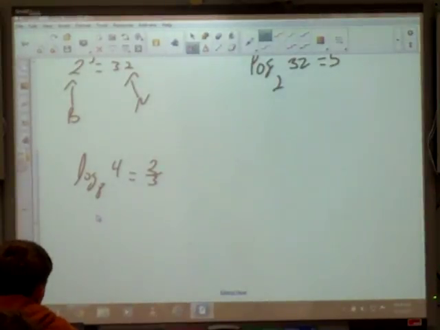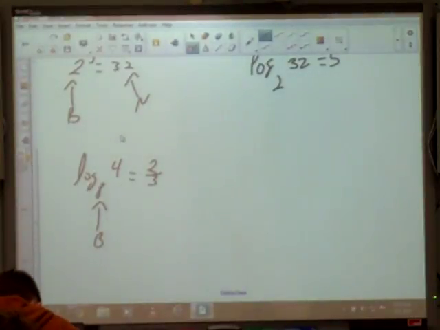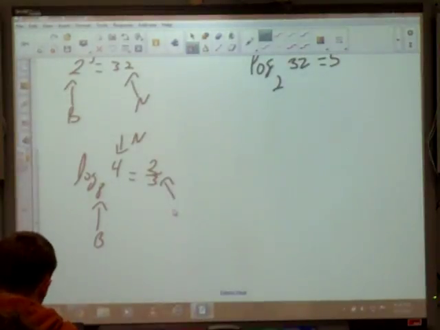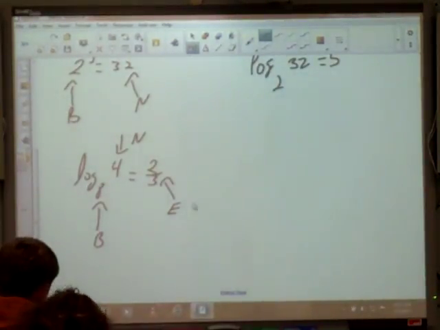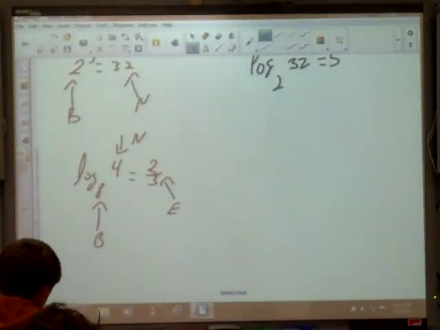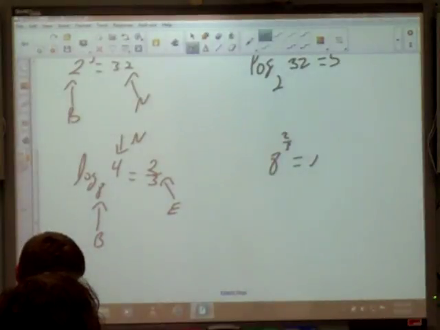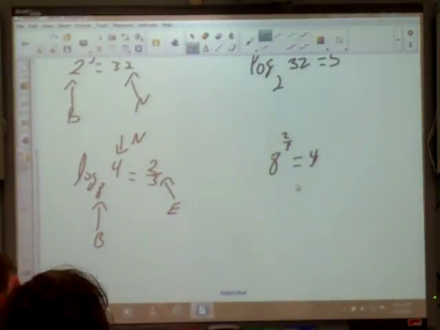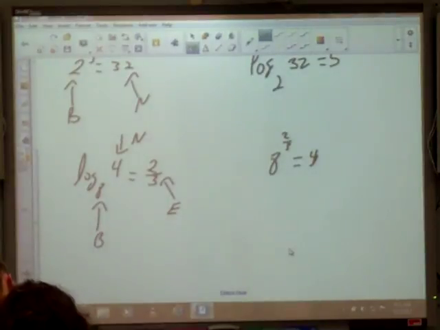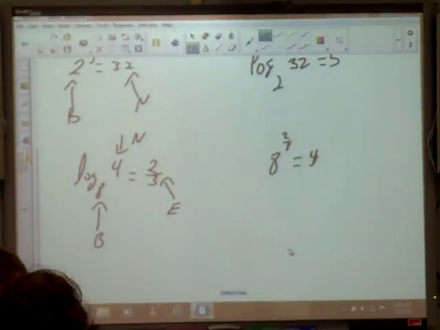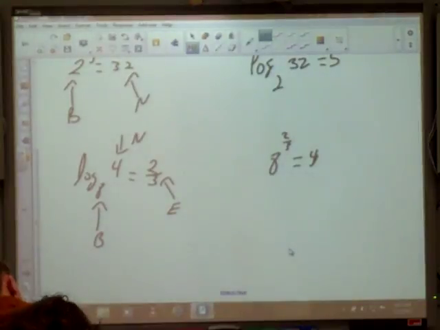So let's label all our stuff. What is the 8? It's the B. What is the 4? N. What is the 2/3? E. So when I rewrite this to exponential form, you'll remember from Algebra 2 when we watched that Crazy Man video, it spells bin. So I'm going to say B to the E is equal to N. B-E-N. It doesn't spell bin in log form, it's like beneath, but it spells bin in exponential form.